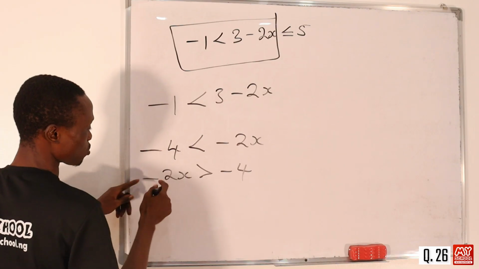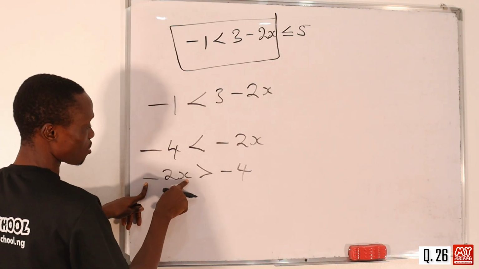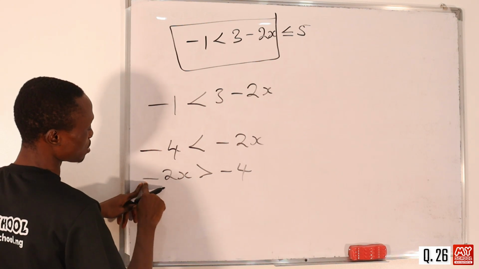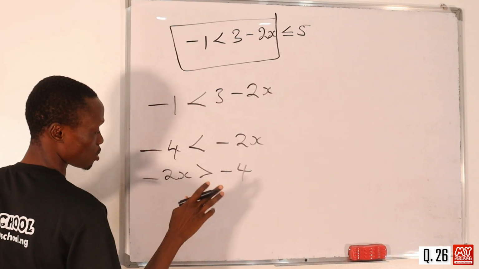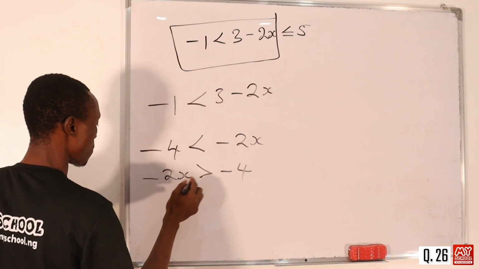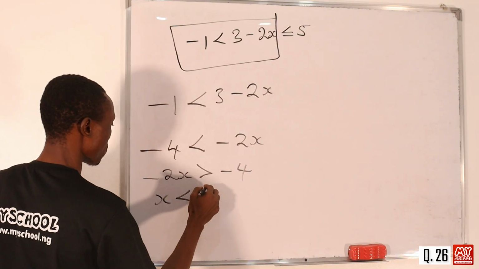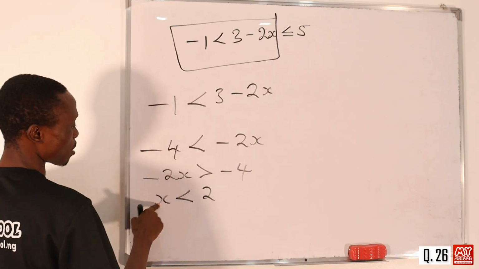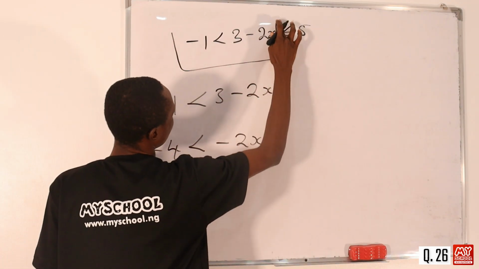To get the value of s, we simply divide both sides by minus 2, which is the coefficient of s. But remember that when you are dividing with a negative value, your inequality sign is definitely going to change. So if we divide by minus 2, we'll be having s to be less than 2. So we'll be having s is less than 2. So this is the first part. So let's take the second part.